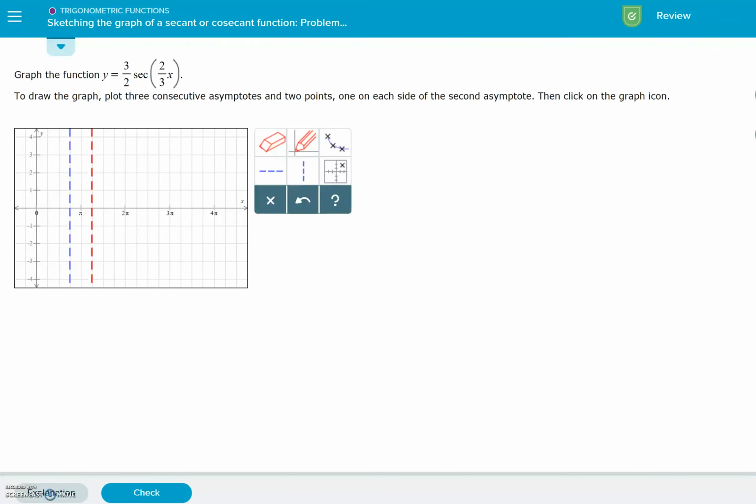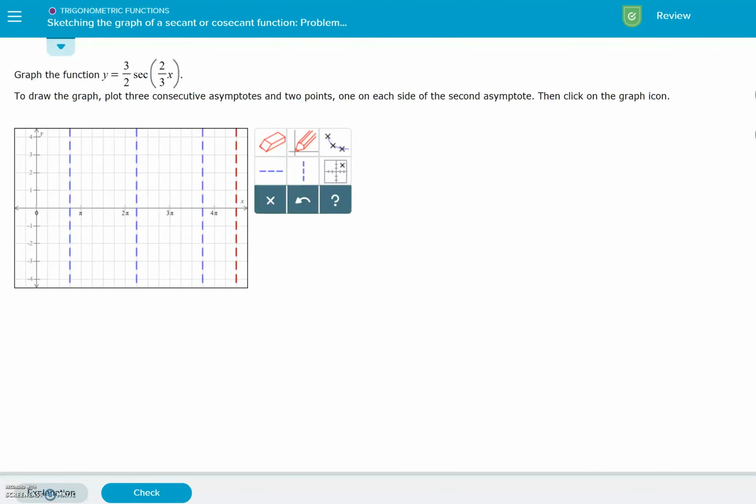And then we're going to go 1, 2, 3. That's going to be the low point. 1, 2, 3. That's going to be the next vertical asymptote. 1, 2, 3. That's going to complete our cycle. We're going to go through the whole thing. That's one whole period. Then 1, 2, 3. There's our third vertical asymptote.